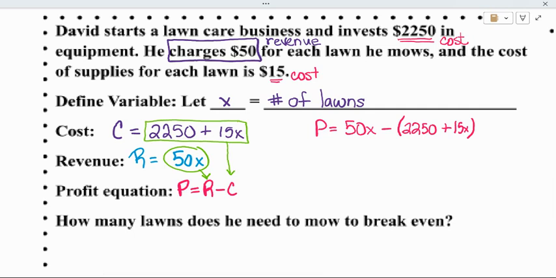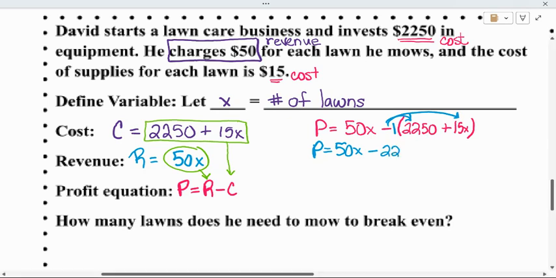Lissandro, I forgot what happens when we have a negative outside of our parenthesis. Yeah, you're just distributing that. I don't want to say that we always put a negative in front of the two numbers, because if one of them is negative, it would turn into a positive. So we're just distributing that negative through. It's the same thing as multiplying by -1. So our profit is actually 50x minus, let's see, -1 times 2,250 is -2,250. And -1 times a positive 15x is -15x.